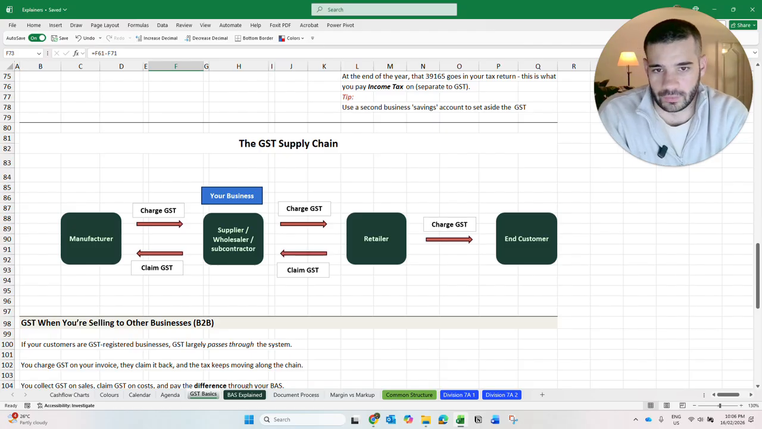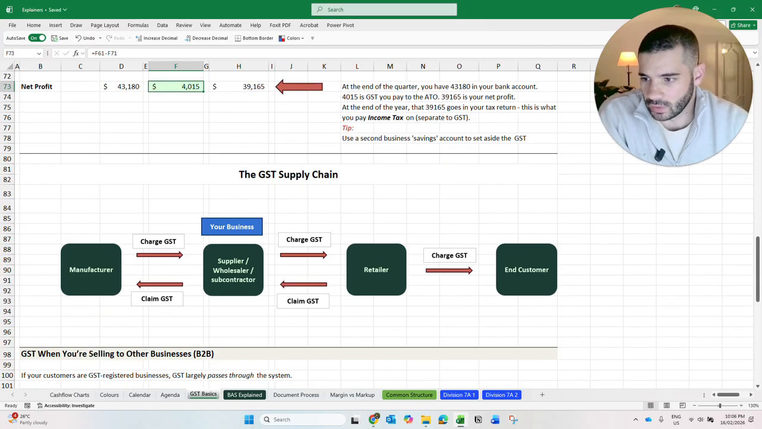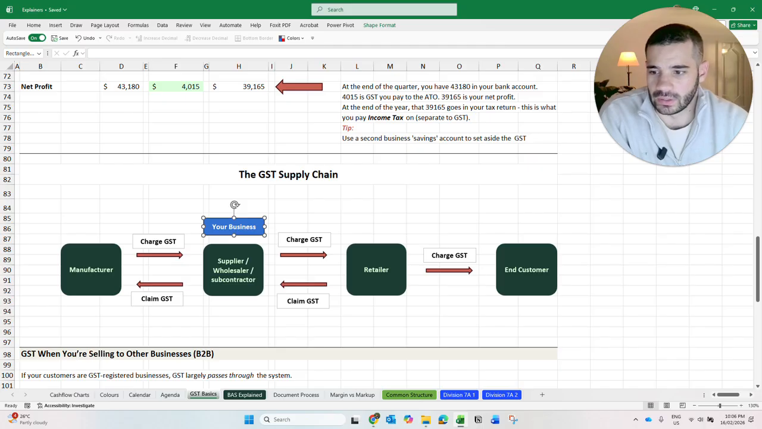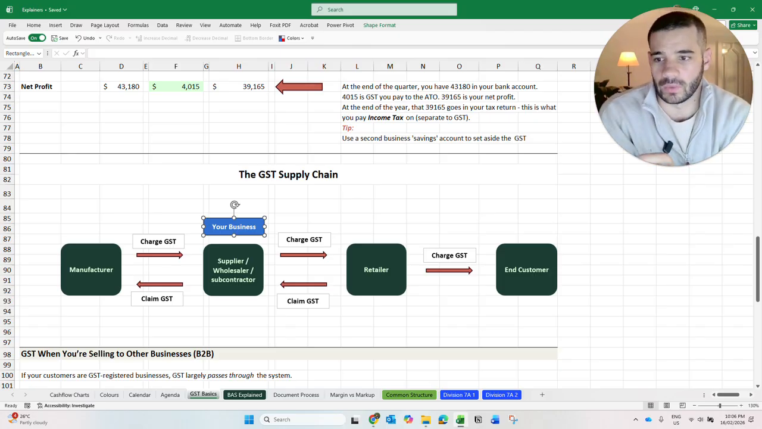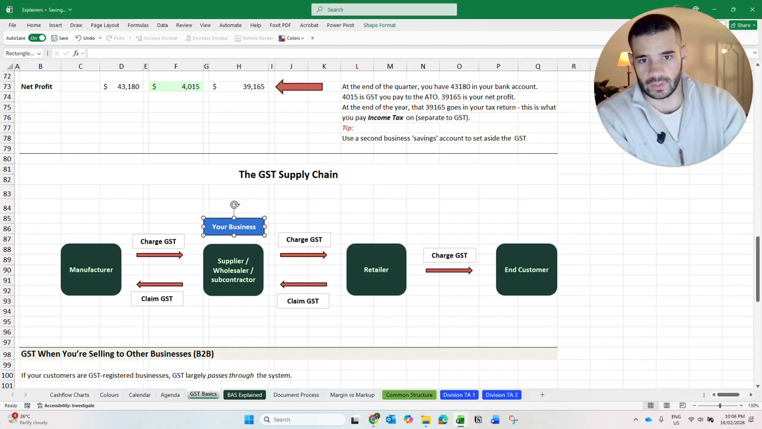Now I want to return to this GST supply chain to just explain what happens under a few different scenarios. So let's just say our business is here, okay? Us charging GST doesn't really change anything or affect the price. And often I'll have this conversation when a small business starts out and they're going from non-GST registered to GST registered.